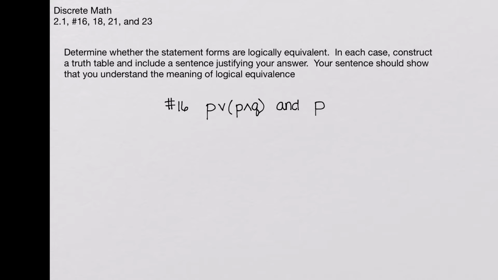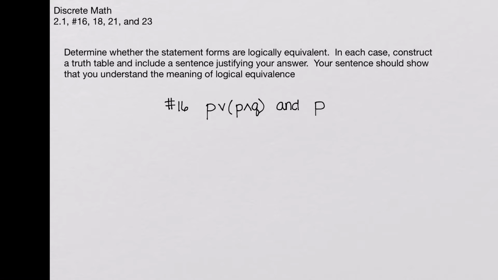In this group of problems, the task is to determine if the statement forms are logically equivalent. And we are constructing a truth table and including a sentence to justify the answer. So, in this one, we have P or the expression P and Q. And then we're going to compare that to P.